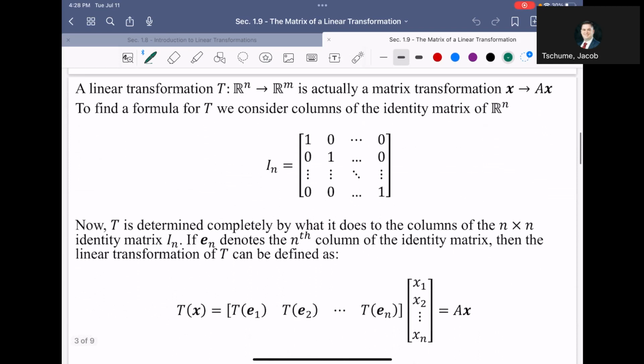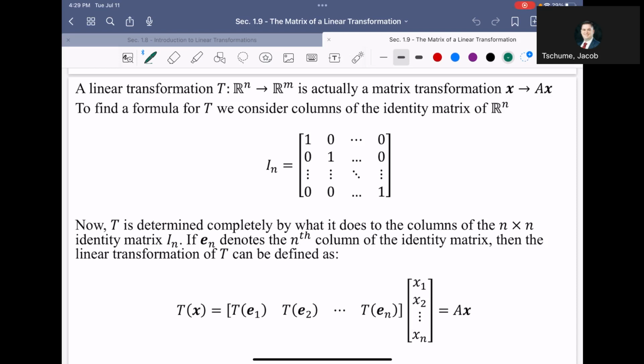So first, a little housekeeping thing: remember that a linear transformation that maps the nth dimension into the nth dimension is actually a matrix transformation that maps X into AX. That comes from the idea that, remember, right now we're saying transformations are going to be matrix multiplication. To find a formula for T, we consider columns of the identity matrix of Rn. So for the first time, we are looking at what we call the identity matrix, which we will see a number of times in this class.